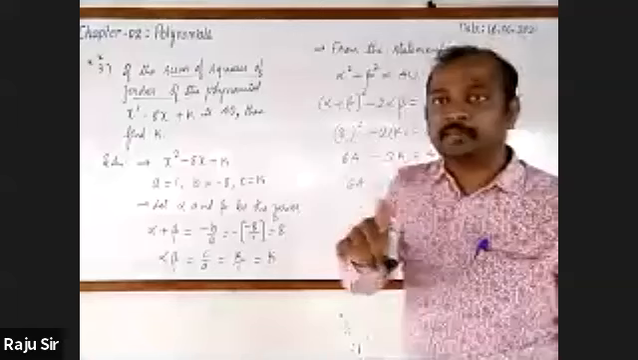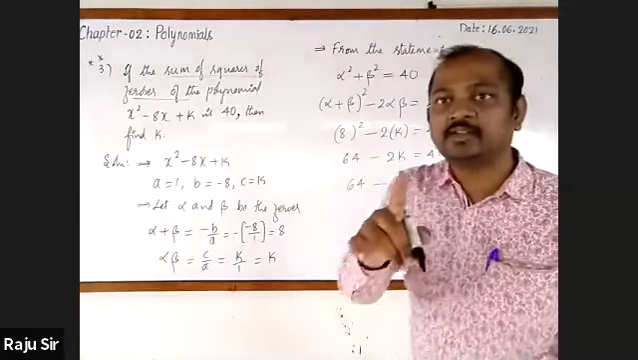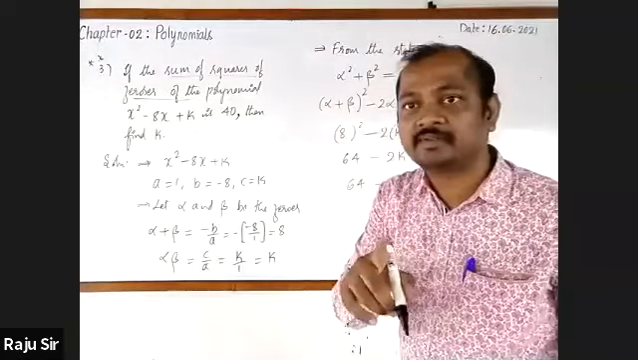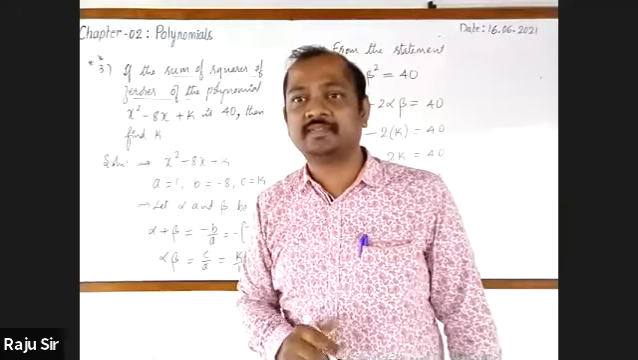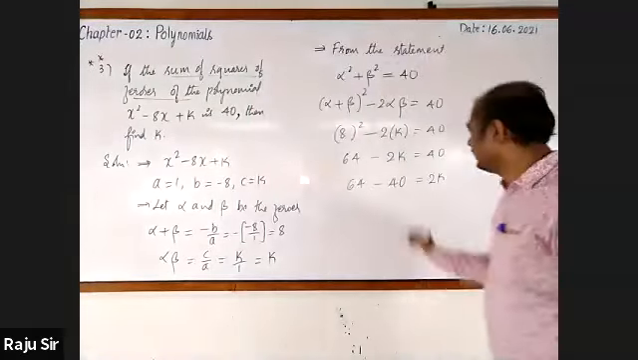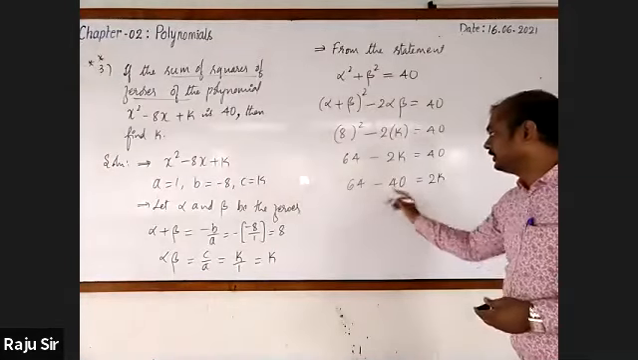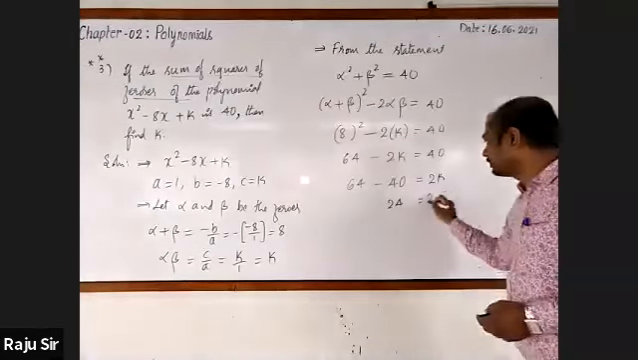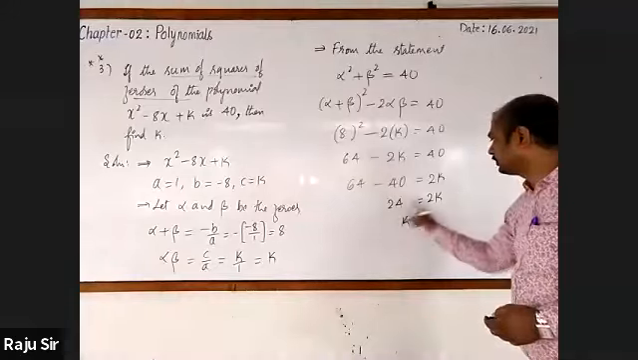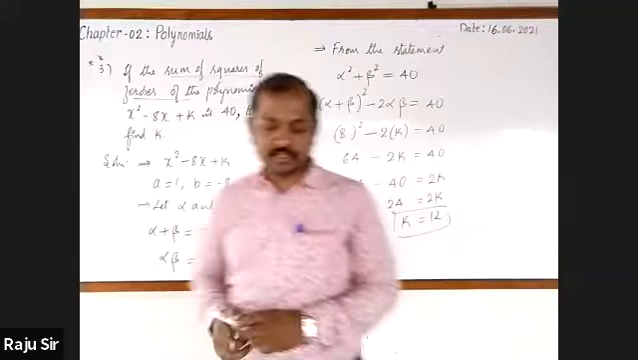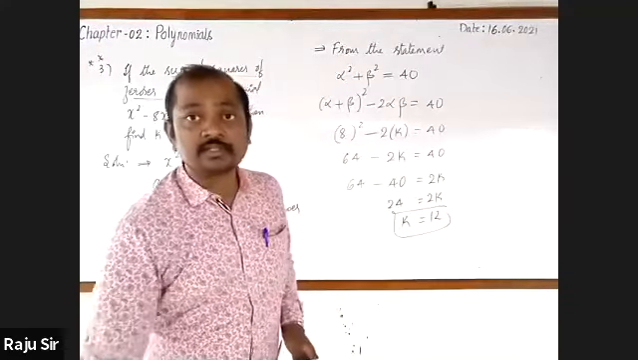Have you got the final answer? 12, sir. Yes, 64 minus 40 is 24, which is equal to 2k. Then k is equal to 24 by 2, which is 12. K value is equal to 12. Yes.